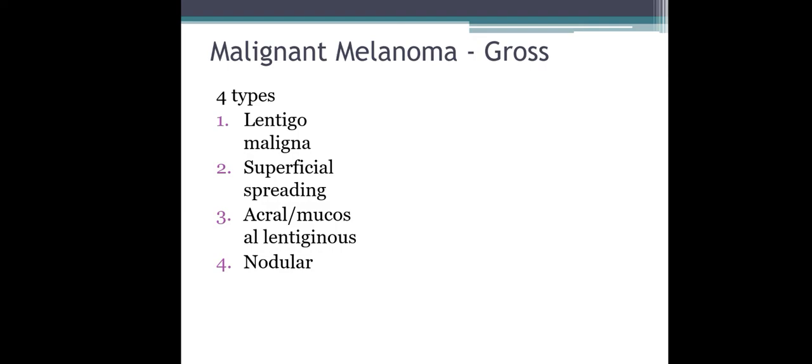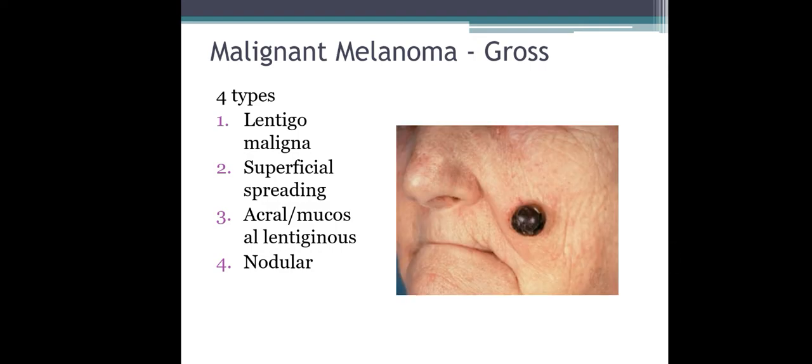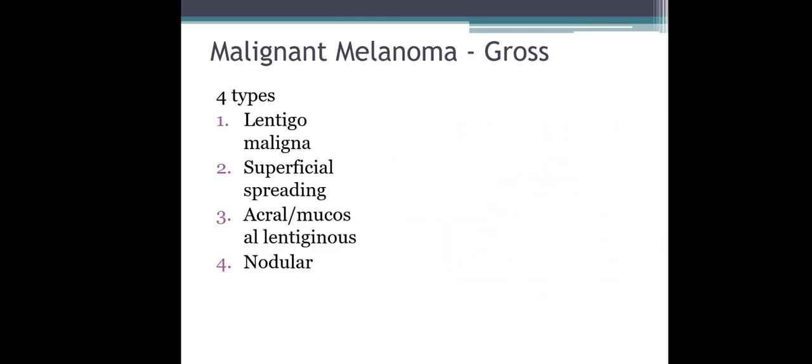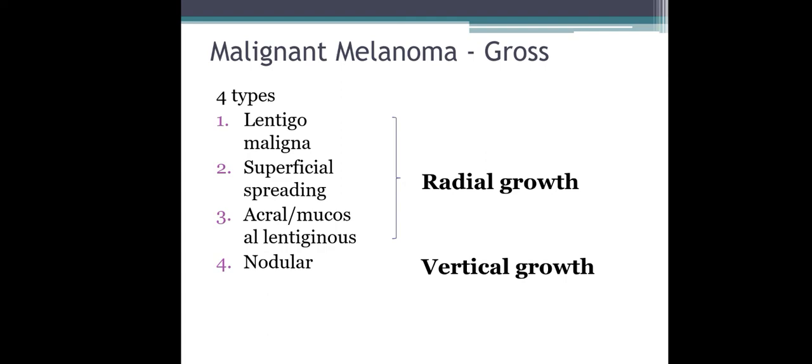Okay, so moving on. Grossly, all these four things you have to just remember these names. That's all. These are the different types of presentation you can get in malignant melanoma.